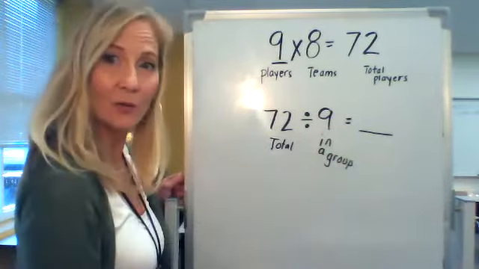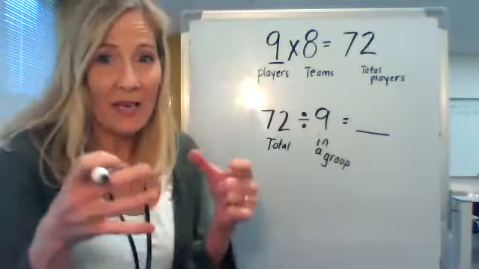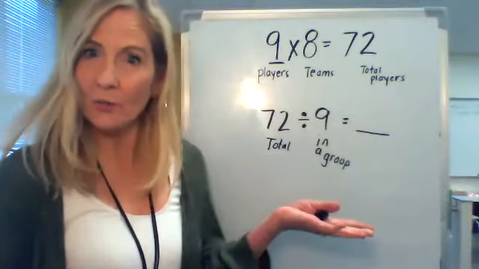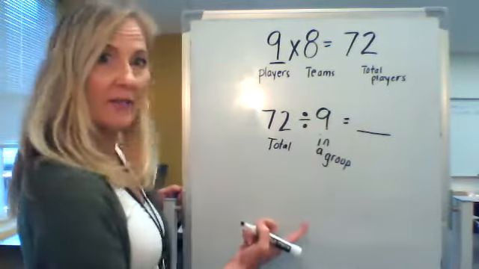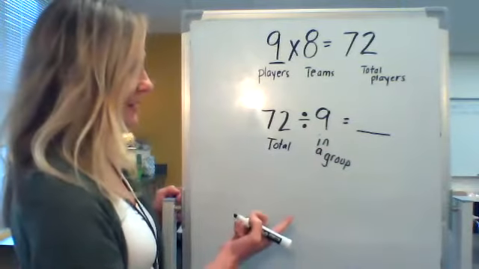A team is like a group. So there's 9. I already know there's going to be 9 in a group. I just don't know how many groups there would be, right? So we would divide that. How can I use multiplication to find this answer?